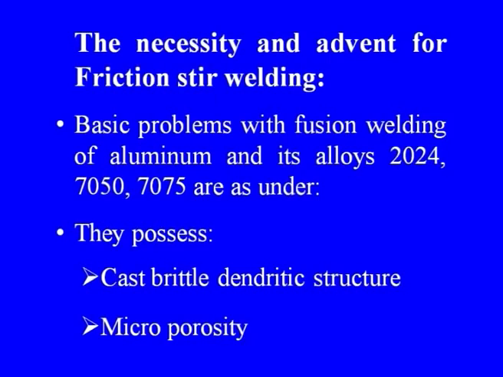Let us see the necessity and advent of this friction stir welding process. The basic problems with fusion welding of a few materials, namely the aluminum alloys 2024, 7050, 7075, are that they cast a brittle dendritic structure. They possess this brittle structure, and brittle structure is always difficult to handle, as we know from our previous experiences.